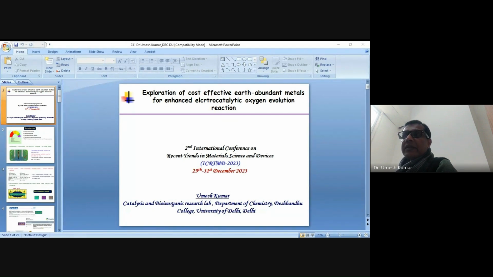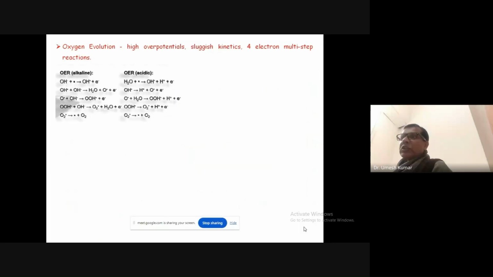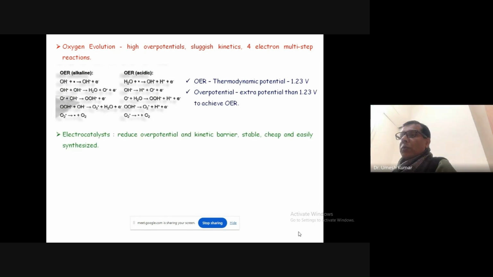As you can see, the mechanism for both is already known from many articles. To achieve the oxygen evolution reaction, high thermodynamic potentials are required, because it has sluggish kinetics for the multi-step electron systems. Therefore, you can see the mechanism here. So for these reactions, we need an electrocatalyst.